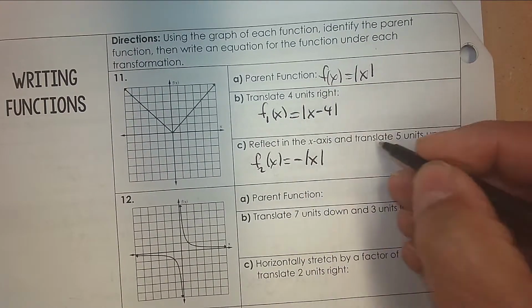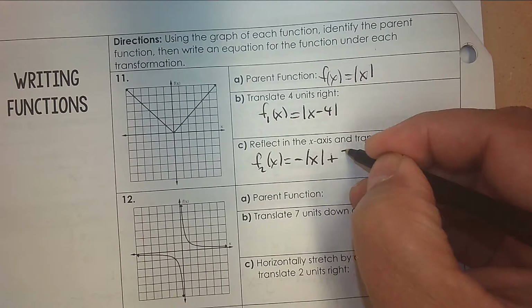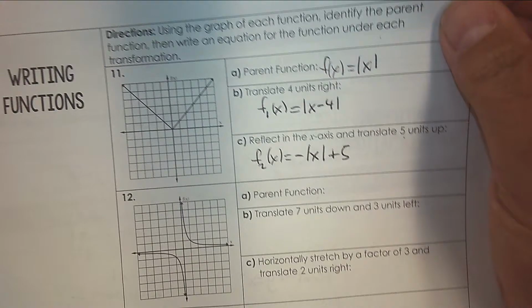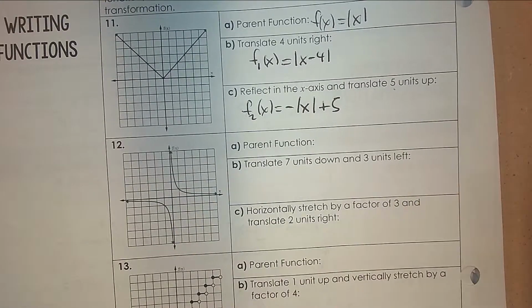And if it goes up 5, that's also on the outside. Done. So it's just practicing. When you identify it, can you see it?